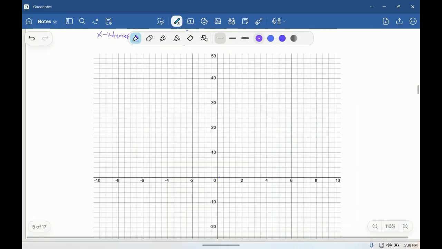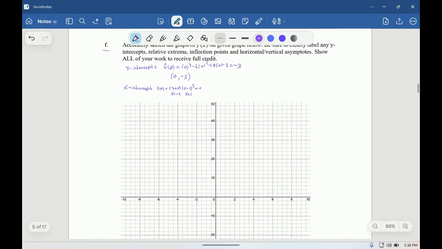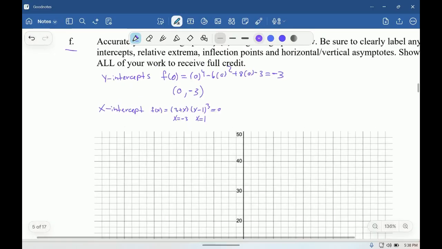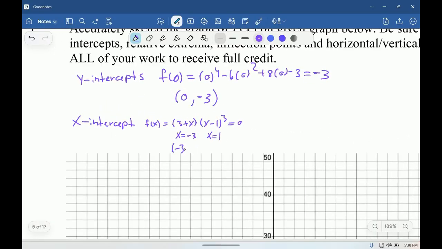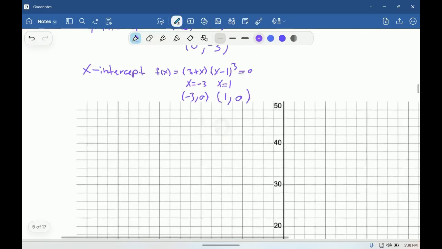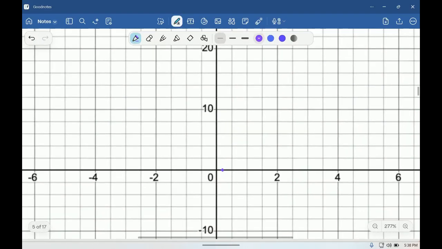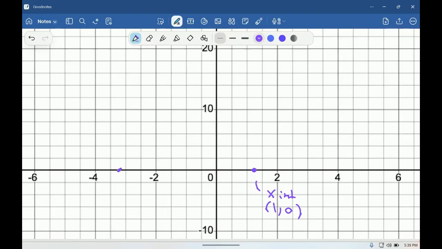The next thing we're going to want to do is our x-intercepts, which we can see are going to be (-3, 0) and (1, 0). We already have (1, 0), so this is going to be our x-intercept (1, 0), and then x-intercept (-3, 0).